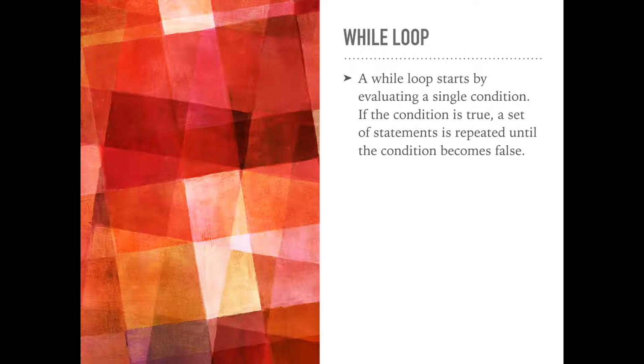For a quick note, a while loop starts by evaluating a single condition. If the condition is true, a set of statements is repeated until that condition becomes false.